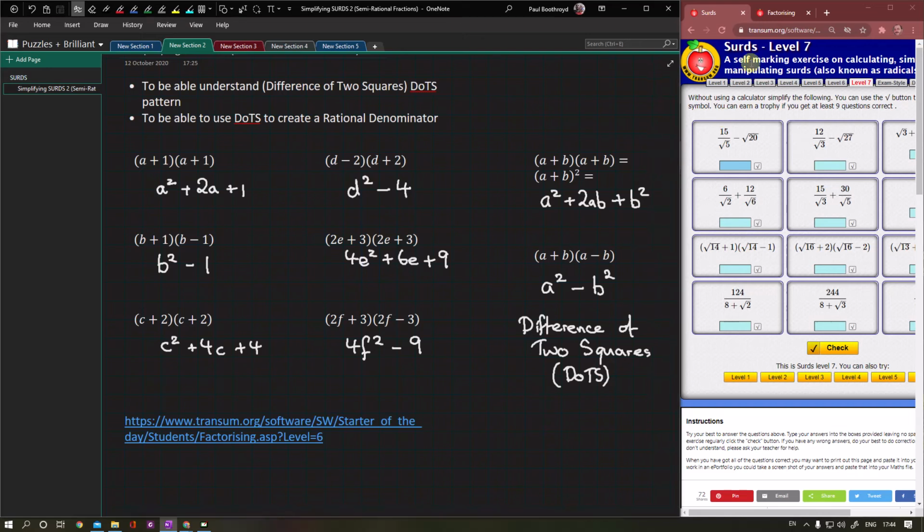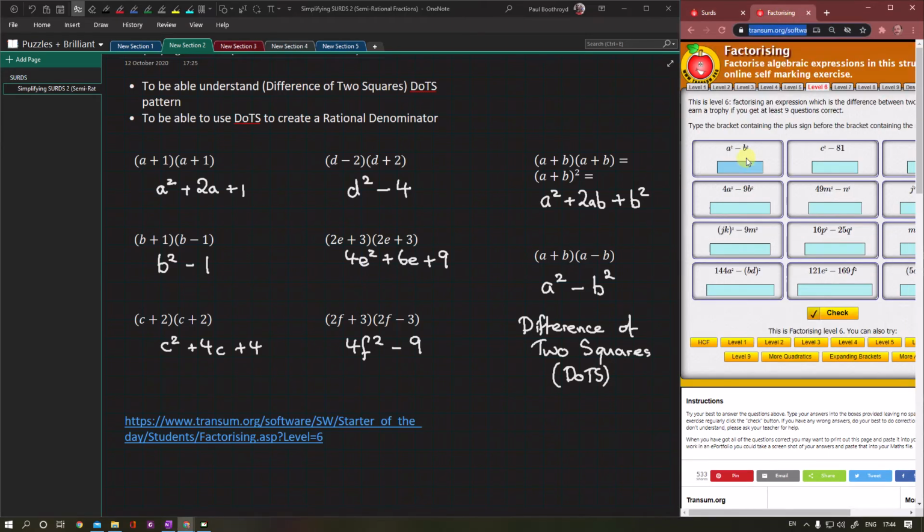Okay, so just to do some factorising, factorise these. Nearly all of these actually follow the difference of two squares pattern. So this first one, we've got a c and an 81. So if this is c squared, we're going to go back. We get c plus, what's the square root of 81? 9. And c minus 9.